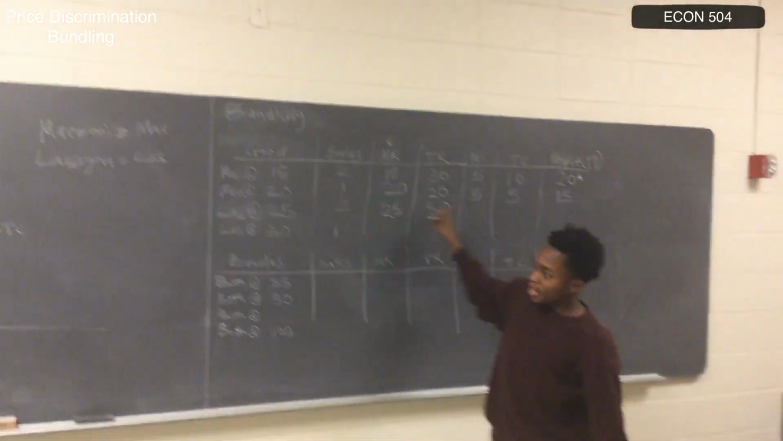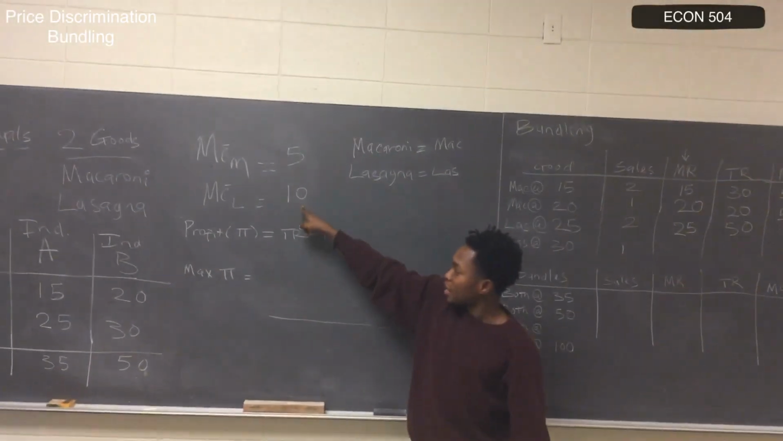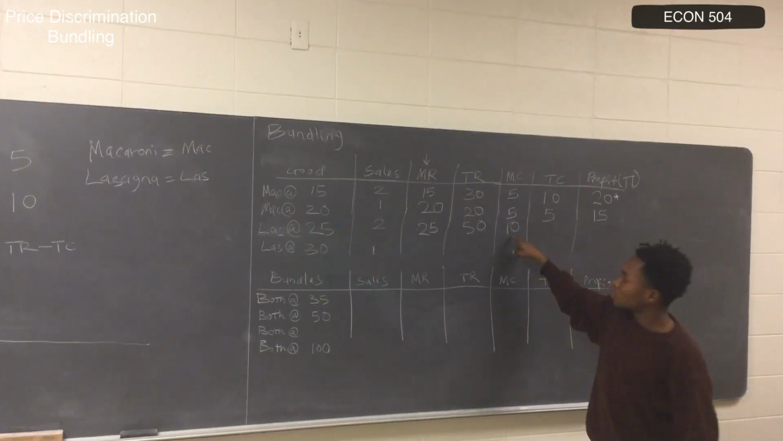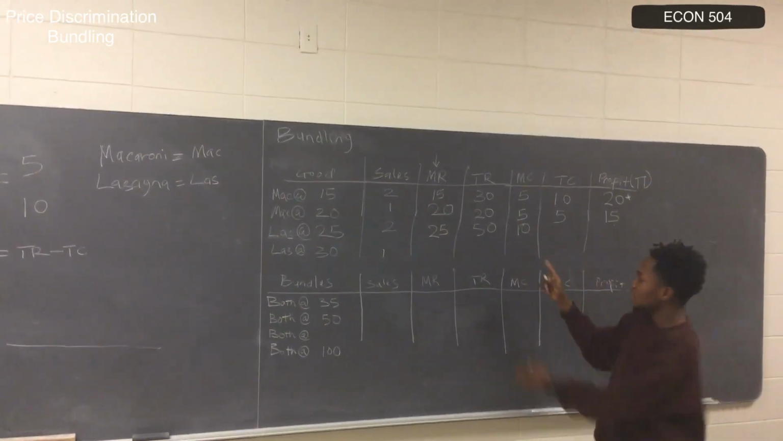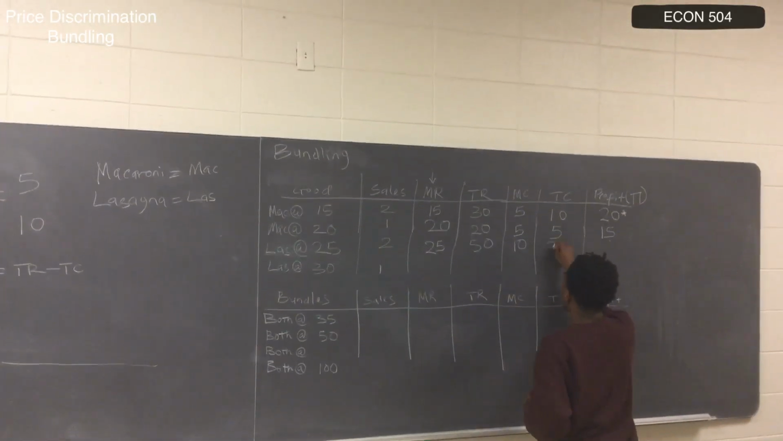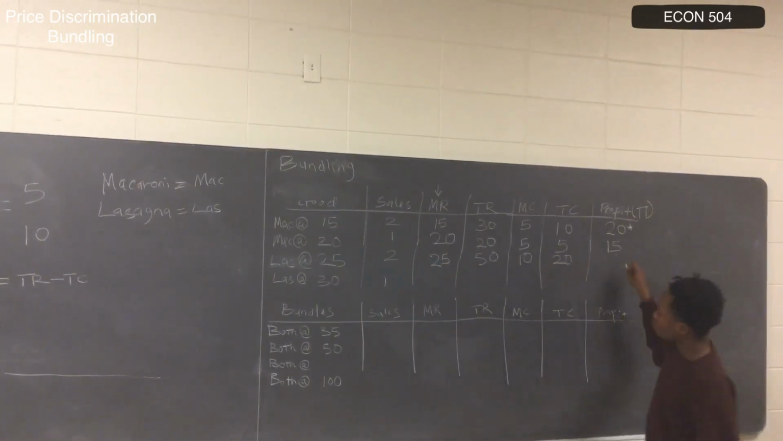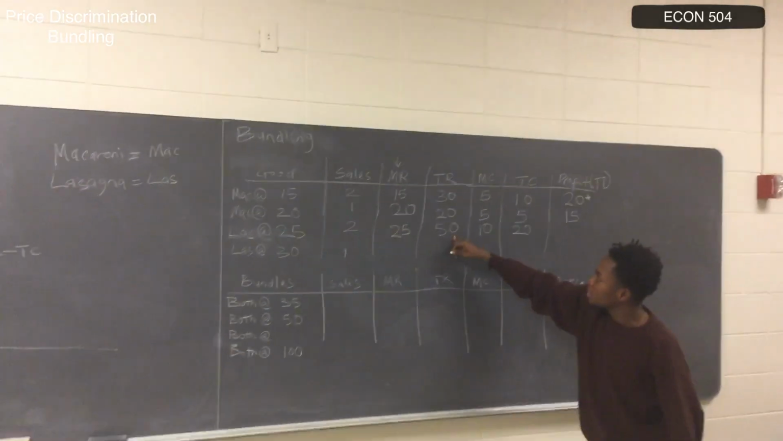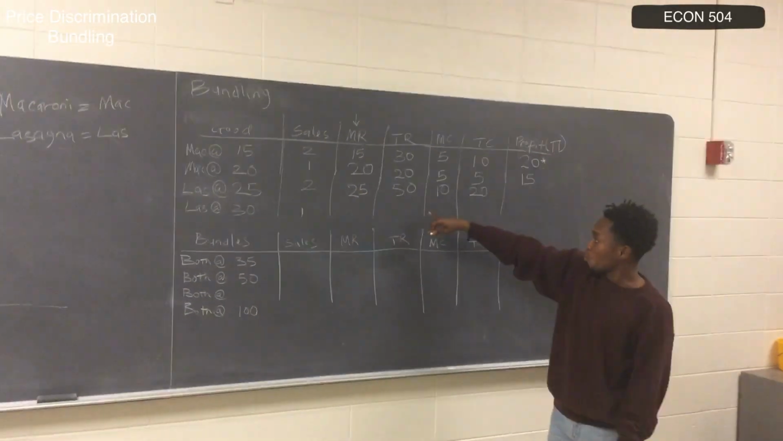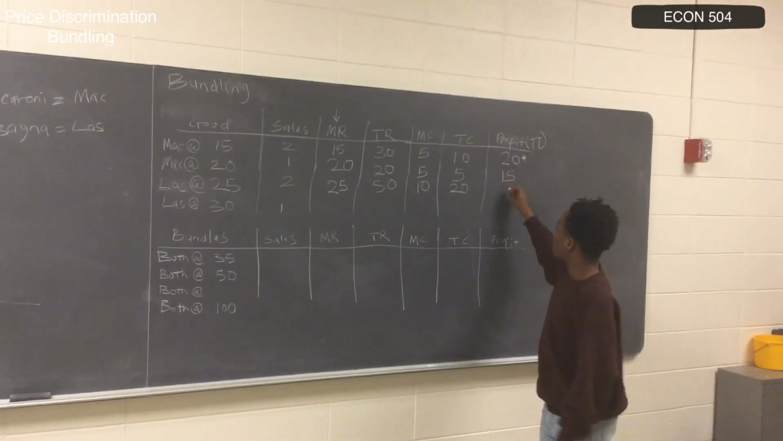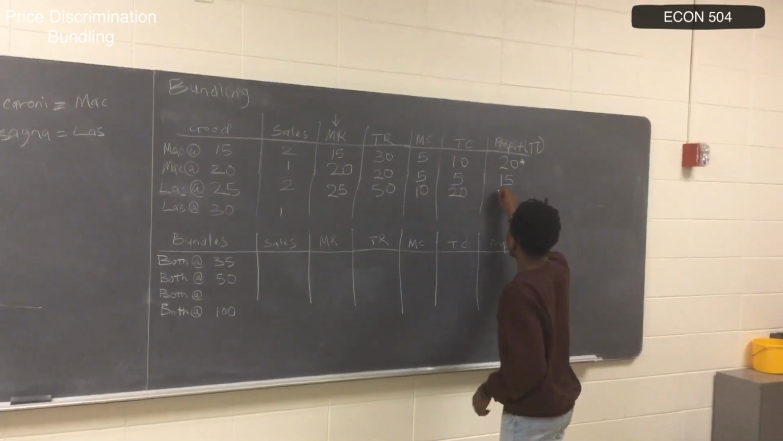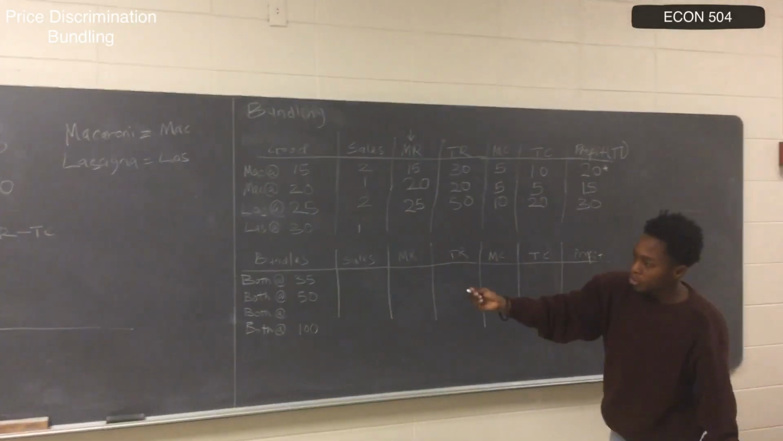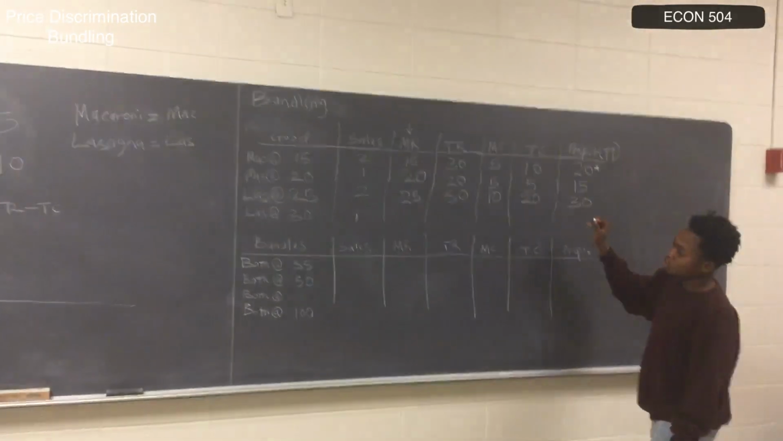The marginal cost for lasagna right here is $10. The total cost for selling lasagna, because I sell to two individuals, is 20. And that brings us to the profits. So profits, like we've written over there, is TR minus TC, which is total revenue minus total cost. And that brings us to 50 minus 20 is 30. So if I sell lasagna to both individuals, the profit I make is $30.